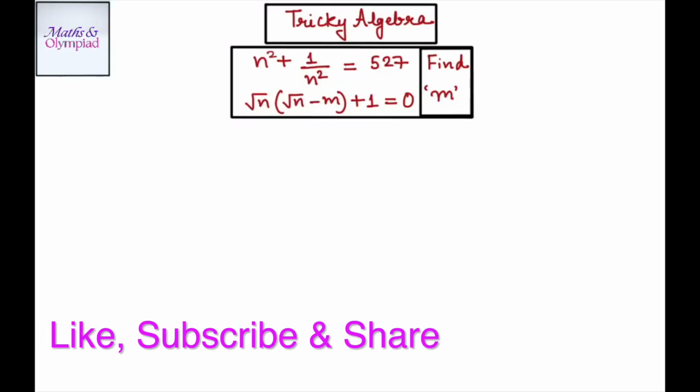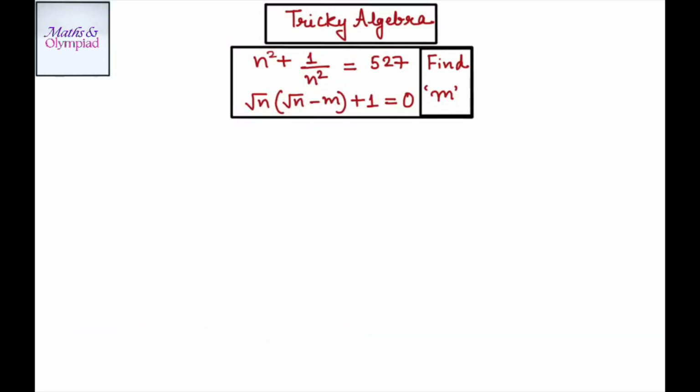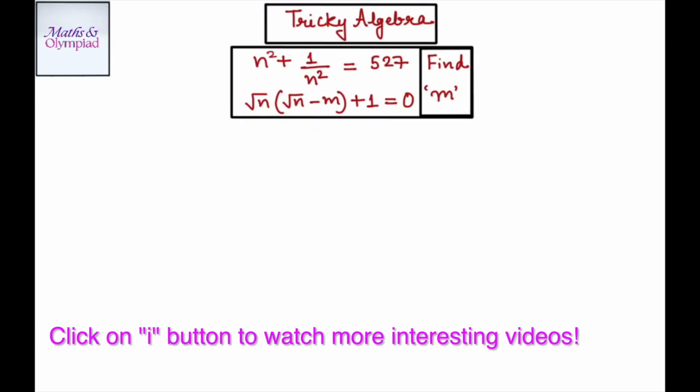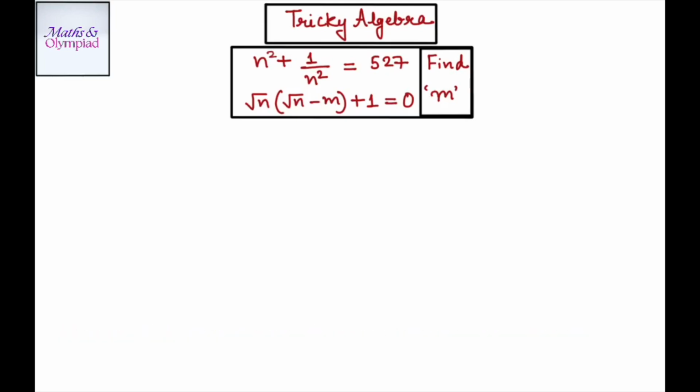In this video, we are going to take up a tricky as well as very interesting question from Maths Olympiad. We have a system of equations which says n squared plus 1 over n squared equals 527, and square root of n times square root of n minus m plus 1 equals 0. We have to find the value of m.